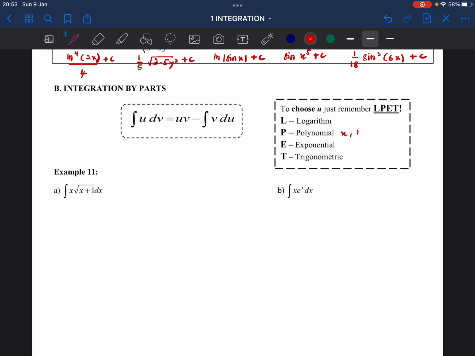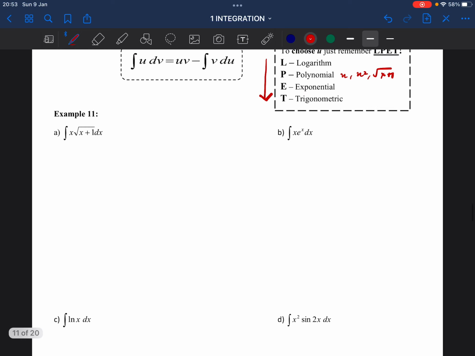Whether it is x, x squared, or square root of x plus 1, that is your polynomial. And then exponential, and then trigonometric. The arrangement will be like this. So LPAT. To choose your u, just remember to use LPAT. Now before we do question A, let's do question B first.